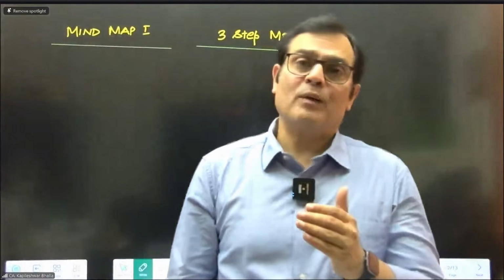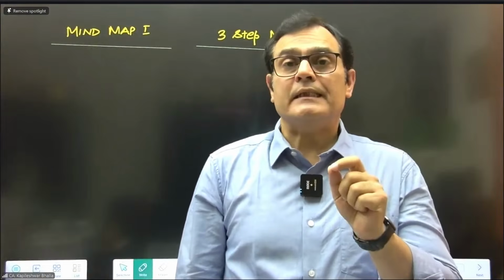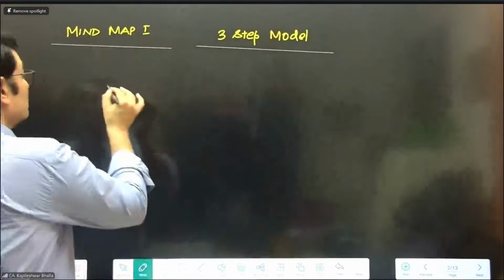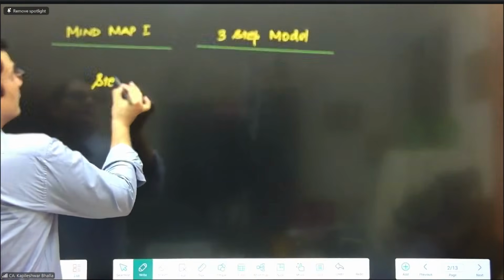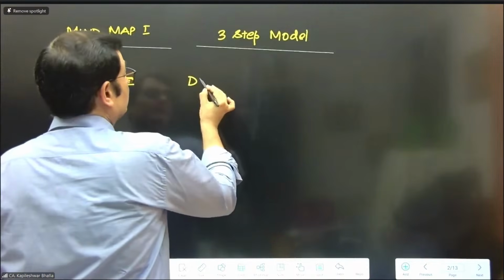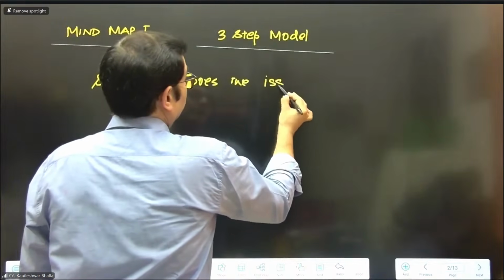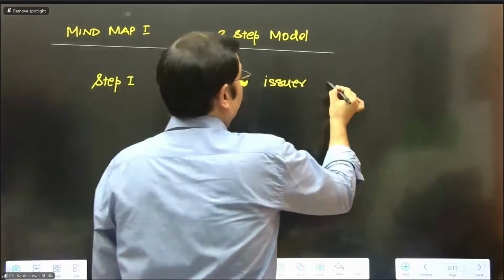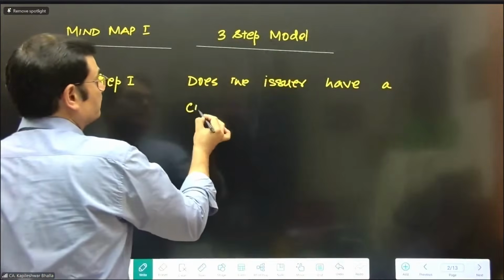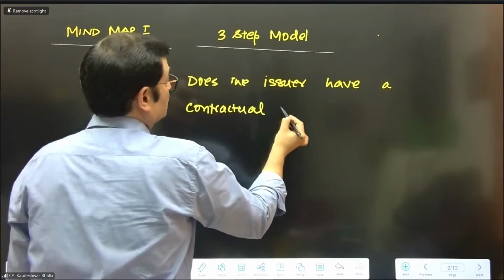Step number 1 is to identify whether the issuer has a contractual obligation. So if you recall the very first step, step number 1 is: does the issuer have a contractual obligation?